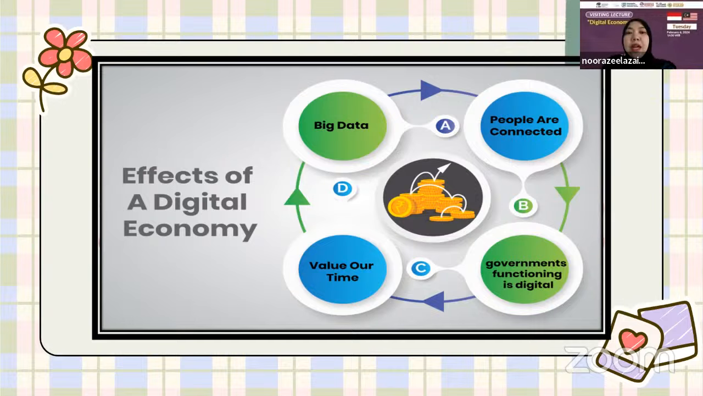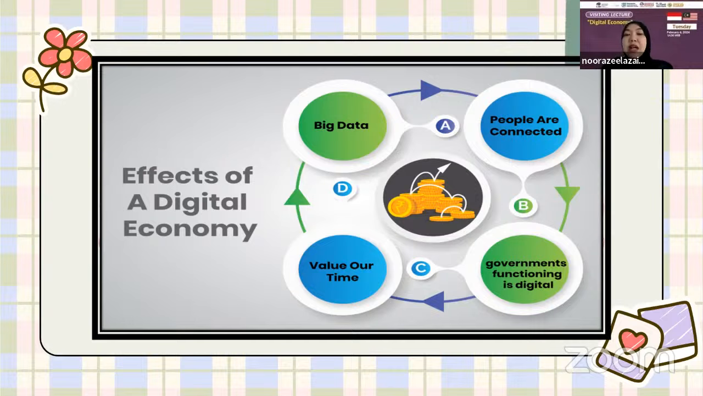And then we have the digital government functioning, the impact. Digital government functioning improves efficiency and transparency in public administration by digitalizing processes, automating workflow, and providing online services to citizens. So this enhances government responsiveness and accountability.